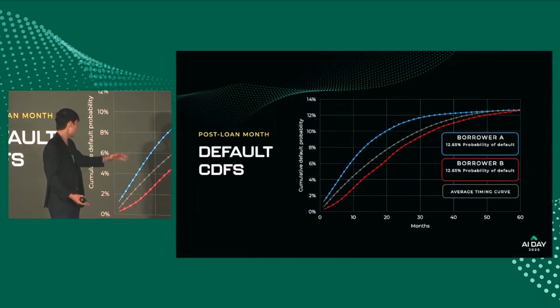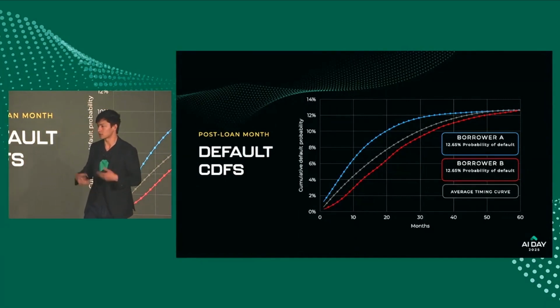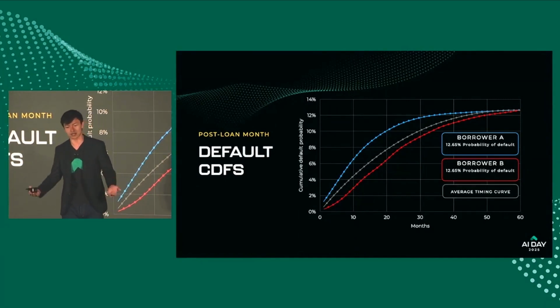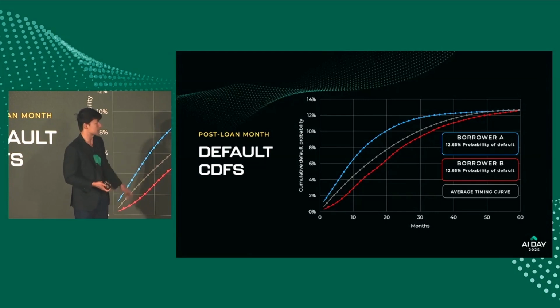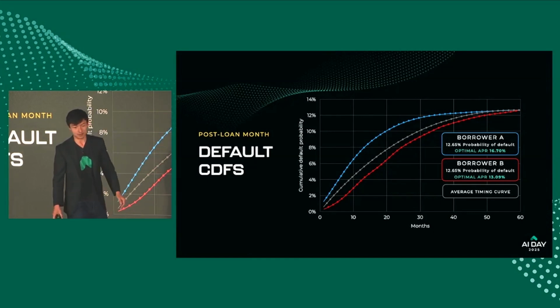You might have an average timing curve, as represented by this gray line, for your population, and you just assume that's when you expect defaults to actually happen, without having a model that has the ability to make these individualized predictions. But you would get the underwriting terribly wrong, because the actuarially correct APRs for these borrowers turn out to be really, really different, despite having the same probability of paying back the loan.